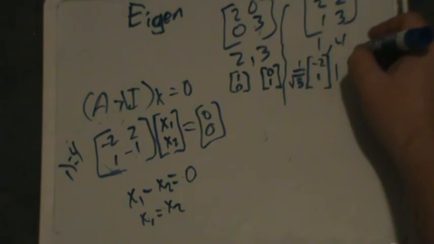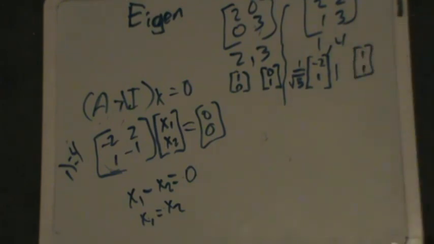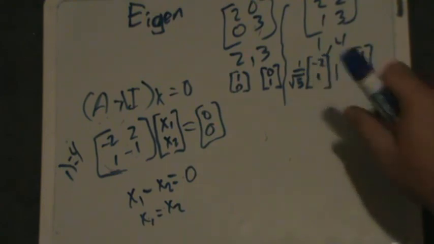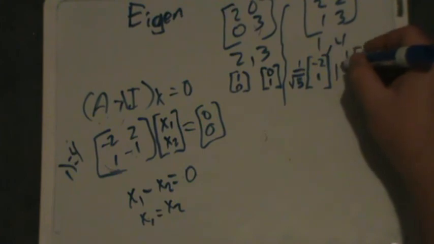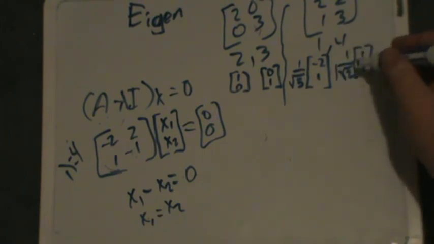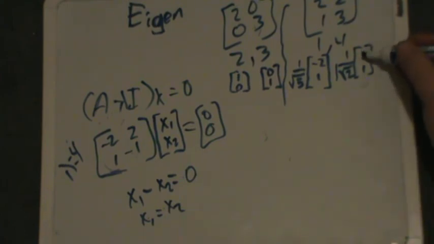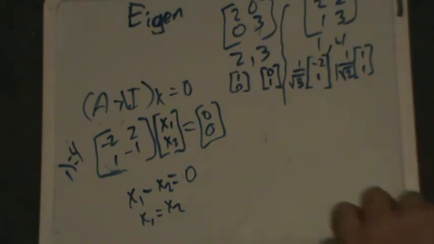That means this has to look something like 1, 1, but that's not unit length. Alright, so this is actually length square root of 2, so 1 over square root of 2. And how did I know 1, 1 was length square root of 2? Well, 1 squared plus 1 squared is 2, square root. There you go, square root of 2. So now we've got each of these.